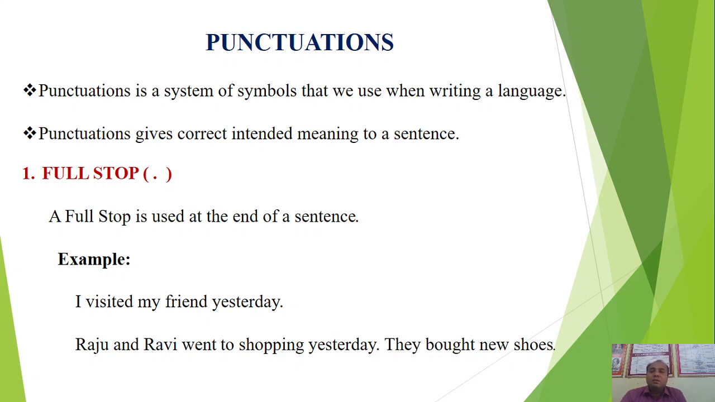The first punctuation mark that I will discuss here is the full stop. A full stop is used at the end of a sentence. Example: I visited my friend yesterday. You can see here the sentence ends with a full stop. Raju and Ravi went shopping yesterday. They bought new shoes. Both the independent clauses are followed by a full stop. So it is very easy to recognize where the full stop comes in a sentence.